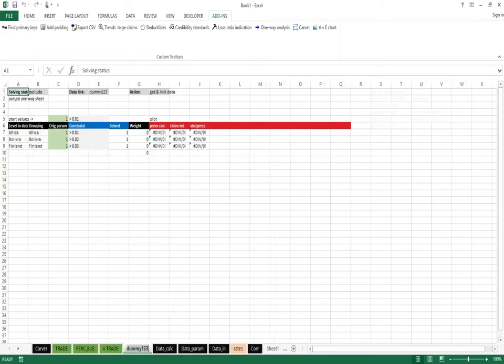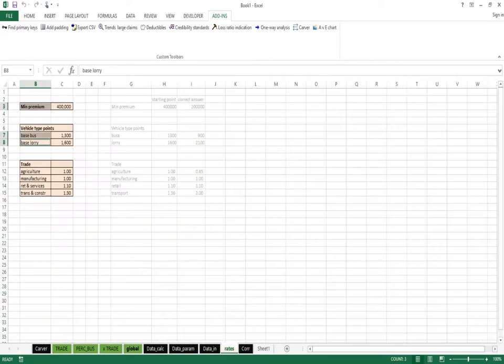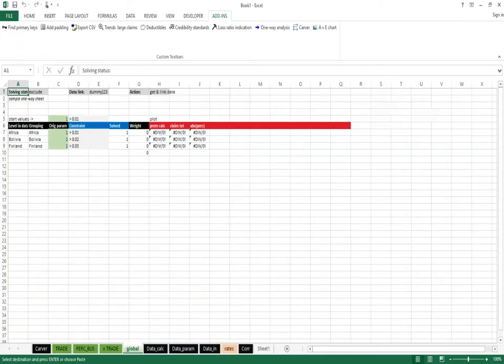And I'll make one more sheet for global pricing parameters. And the global pricing parameters are these, the minimum premium and the base rates. Okay. So go in here. Fine.